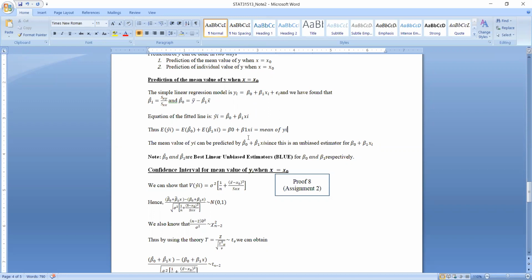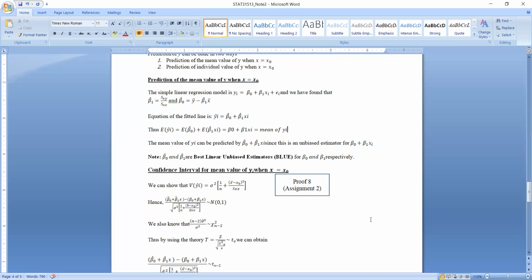So we already know that beta naught hat and beta 1 hat are also unbiased estimators for beta naught and beta 1. In this case, we can also see that beta naught hat plus beta 1 hat xi, this whole term, is an unbiased estimator for beta naught plus beta 1 xi.